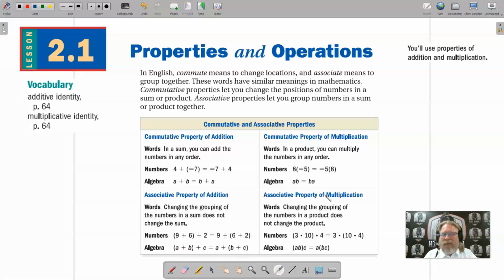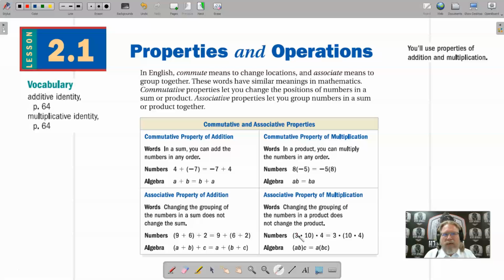For associative property of multiplication, it's the same thing. Changing the grouping of the numbers in a product, meaning to multiply, does not change the product. Get the same answer. 3 times 10 is 30. Times 4 is what? 120.